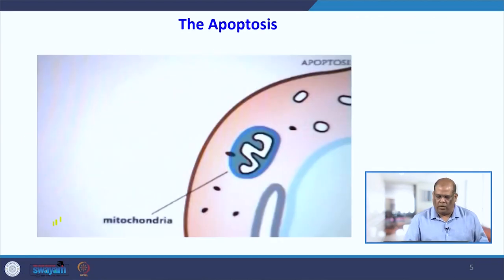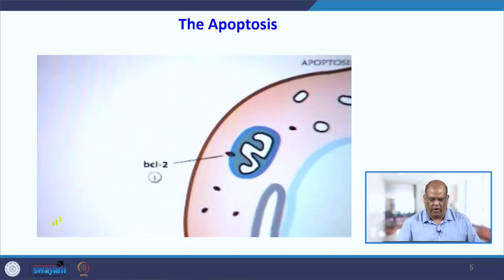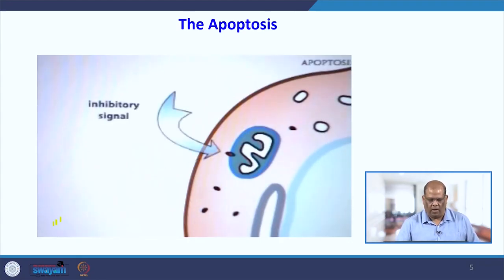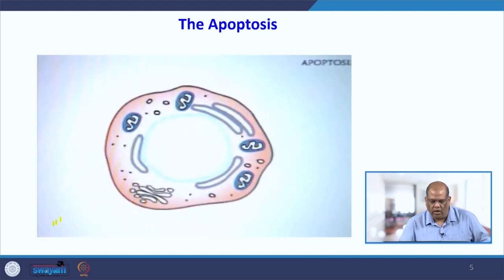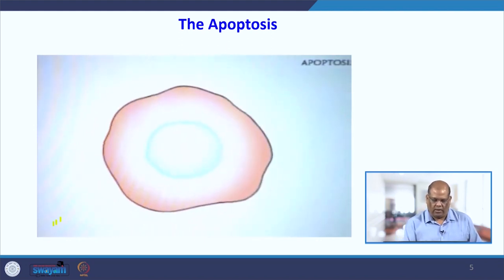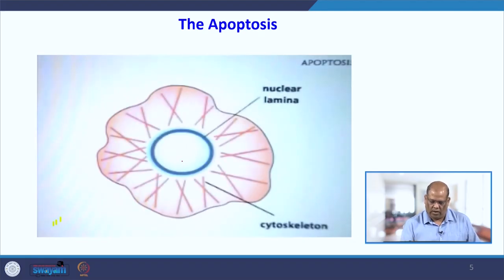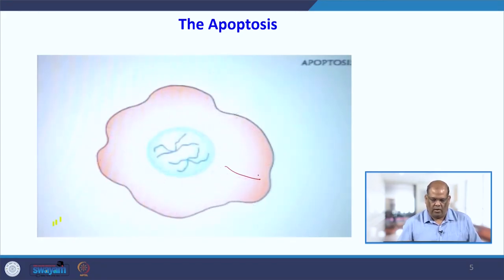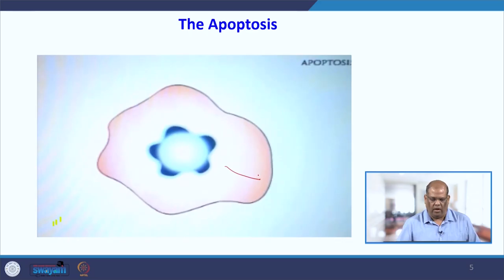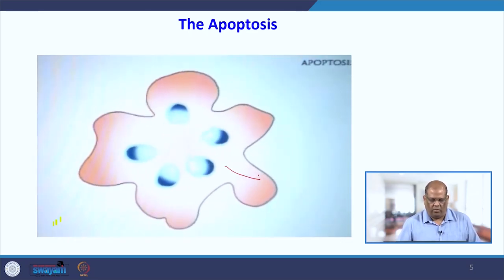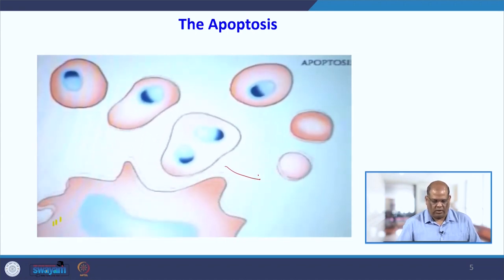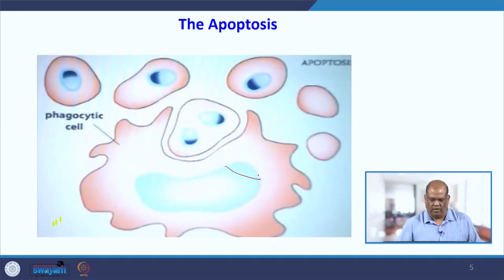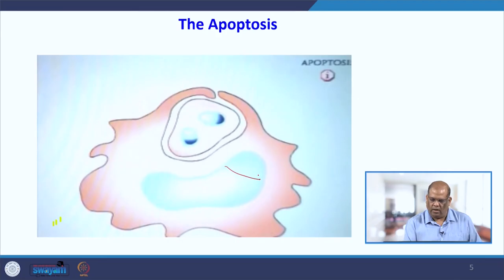And how does it happen? What you see is a healthy cell, and some sort of chain reaction takes place, and this BCL2 protein will be inhibited. The idea is that some sort of chain reaction will destroy the nucleus of this cell. You see that this is the nucleus, and this is called the cytoskeleton, which will be destroyed, and this nucleus is going to split up into smaller nuclei, that means they will be degraded, and the cell will be split up into smaller cells, and they will be eaten up by the neighboring cells, which are known as phagocytic cells. So, this is how the cells get destroyed.